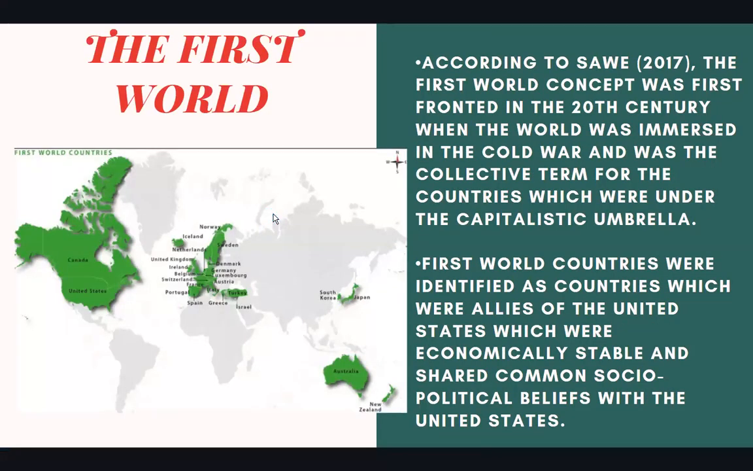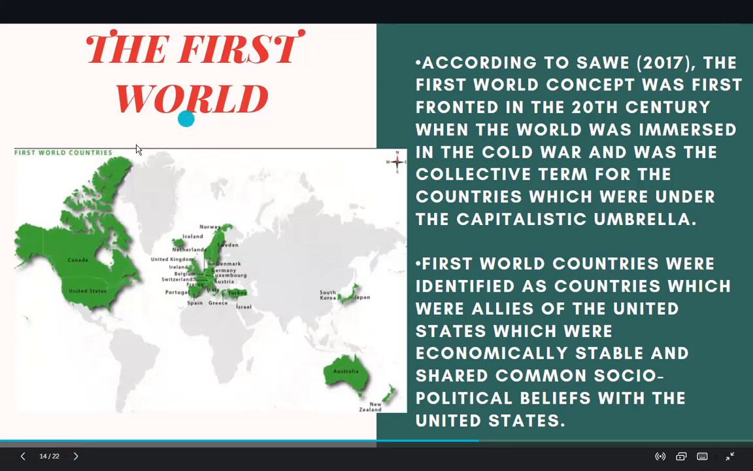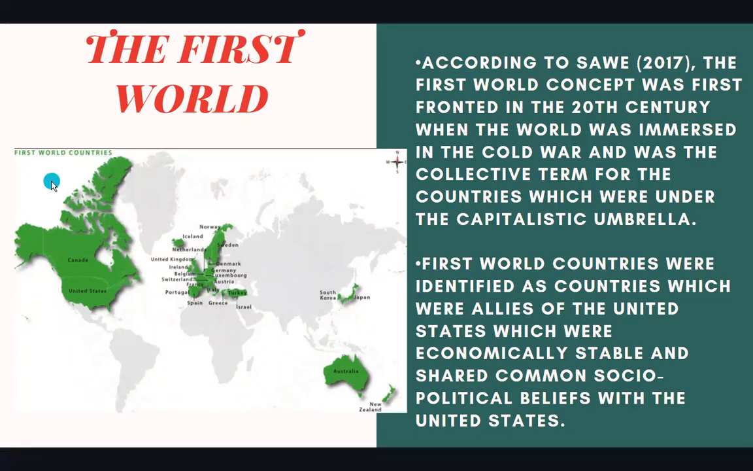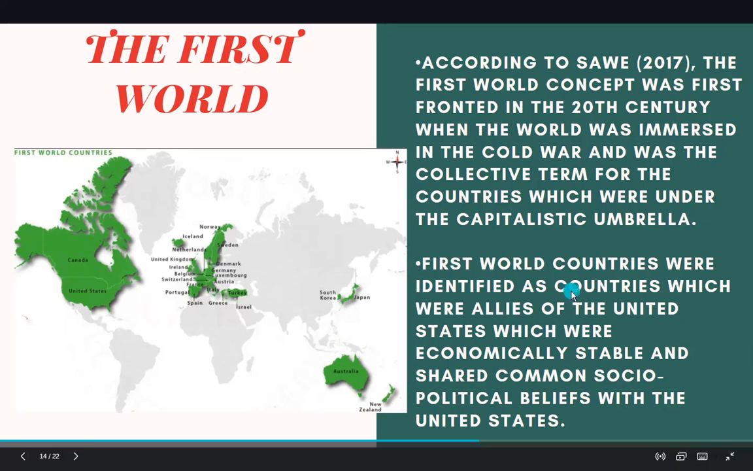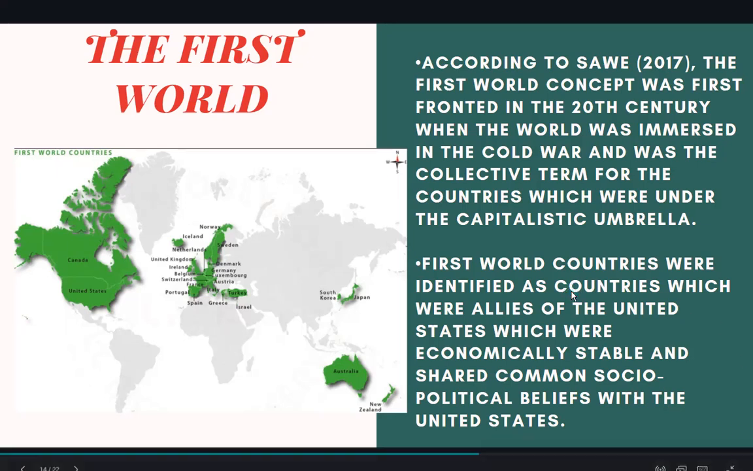First world, so you can actually see on this map. These are the countries who are considered part of the first world. Now, according to Sao in 2017, the first world concept was first fronted in the 20th century when the world was immersed in the Cold War and was a collective term for the countries which were under the capitalistic umbrella. First world countries were identified as countries which were allies of the United States, which were economically stable and shared common socio-political beliefs with the United States.